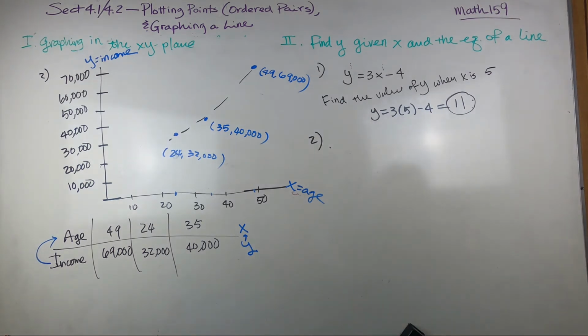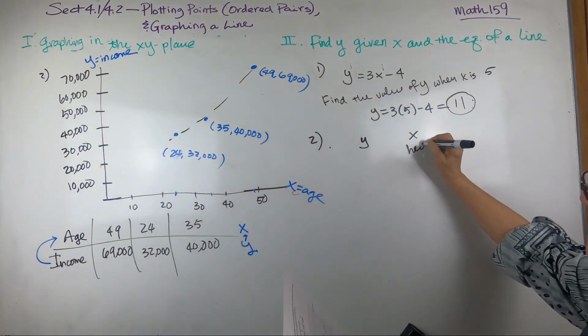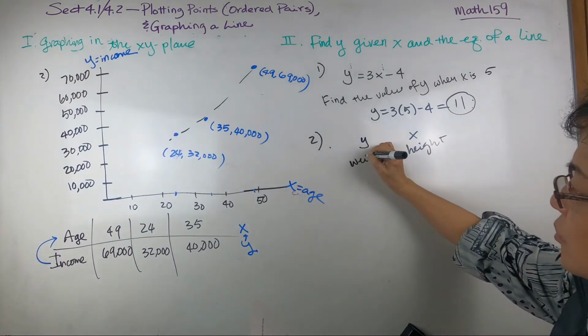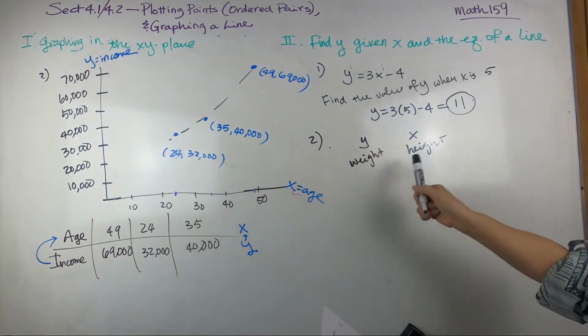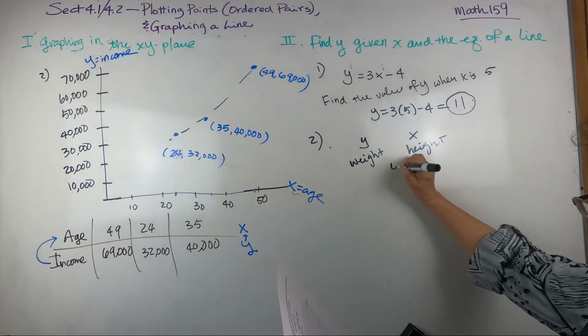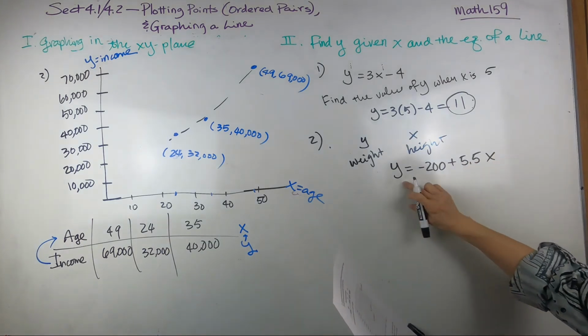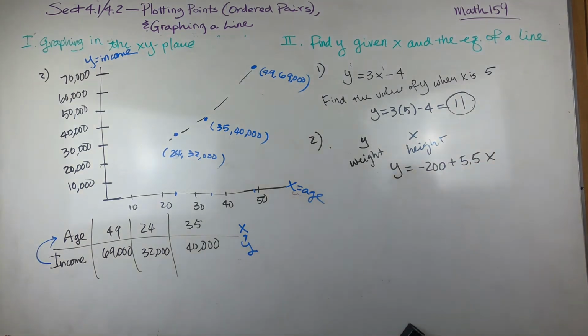Next one. A survey was done to look at the relationship between a woman's height in inches, x, and a woman's weight, y. Okay? So we have y and x. x is the woman's height, and y is the weight. So they find the height first to get the weight. The equation of the regression line was found to be y. Right now it's given to you. Later on you will find out how to derive this equation.